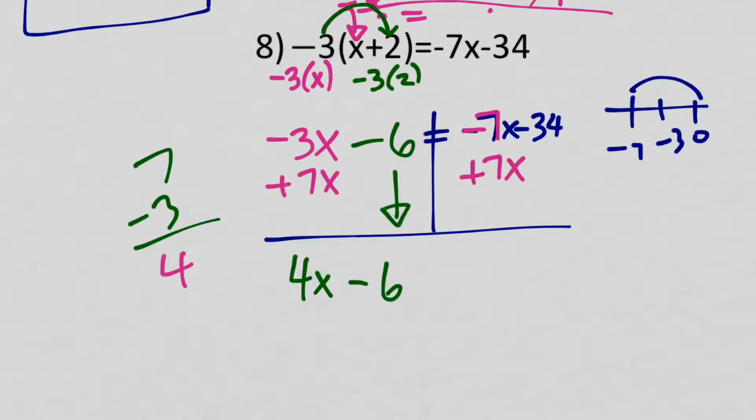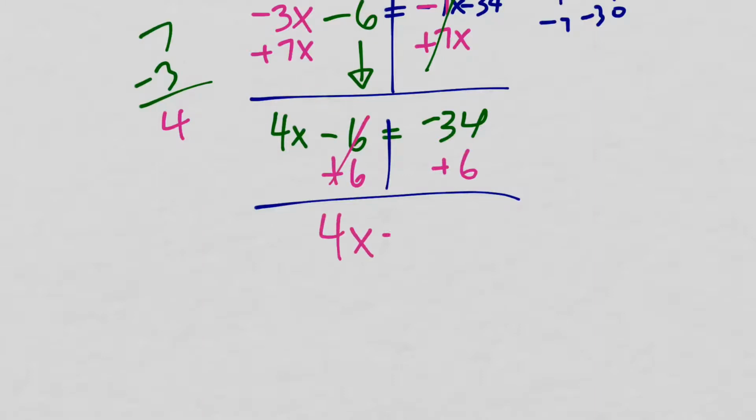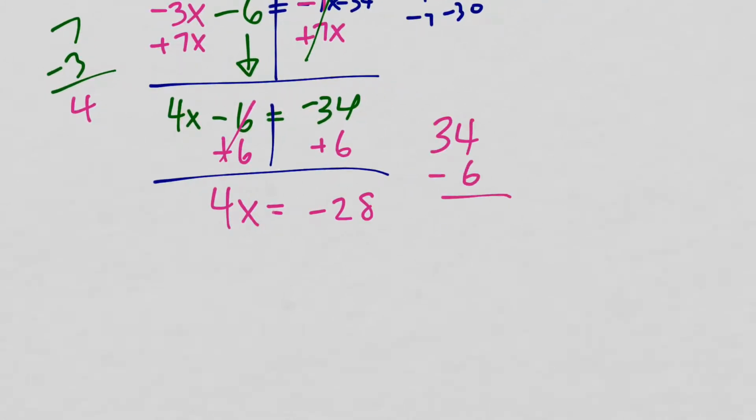Minus 6, so I just bring him down, equals negative 34, because the negative 7x plus 7x cancel out. Now I have to get rid of the minus 6 because he's on the same side as the x. So on the same side as the x term is the one I need to get rid of, which is negative 6. So the opposite is to add by 6, and when I add by 6, I'm going to get 4x equals negative 28. I subtracted 34 with 6 and got 28, but it's going to stay negative because 34 is a bigger number. I have more negatives. That's why I wrote negative 28.